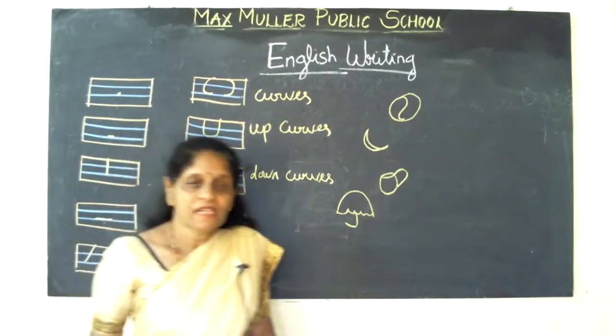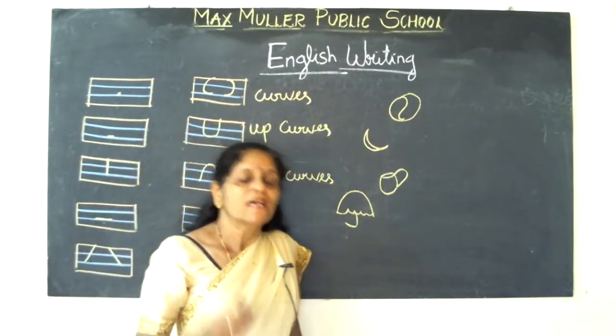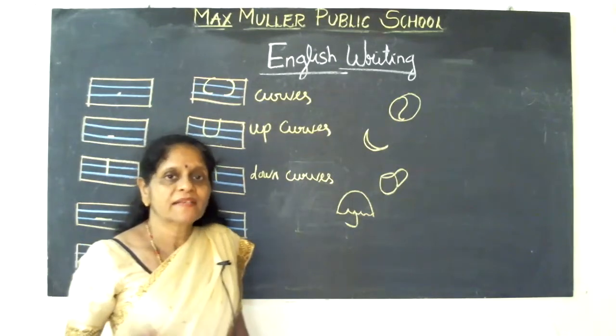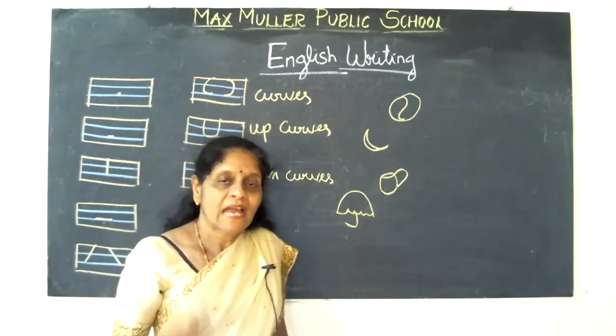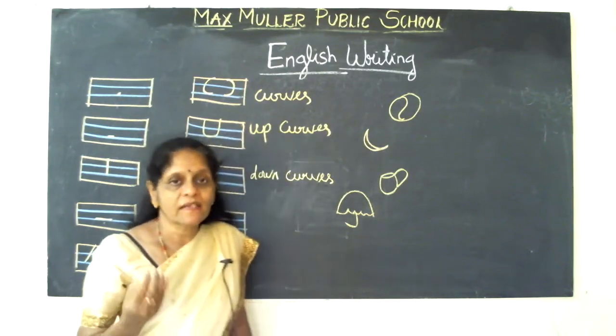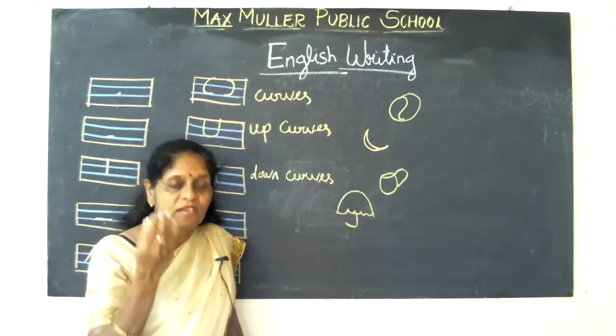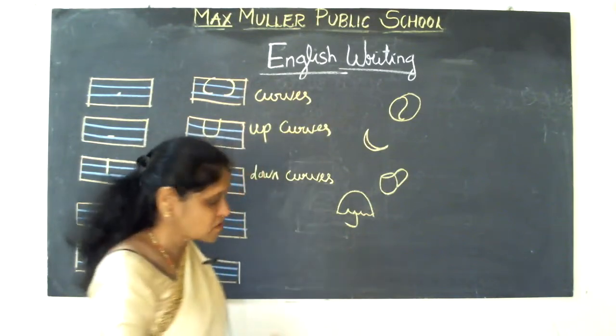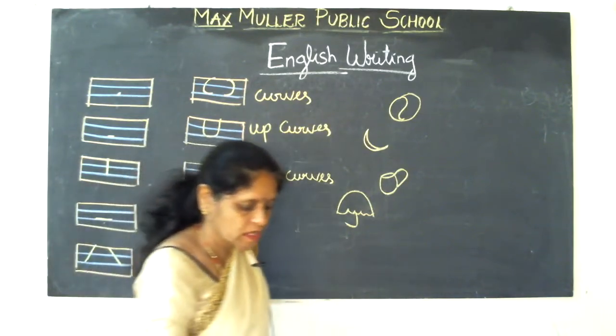Okay, children? Parents, once again, I request you kindly sit with the child and explain to them the different pattern writing and different slanting line, sleeping line, dot, dash and curves. Help them to write, to touch from the red line to the blue line. Okay, children. So the next you're going to learn is English oral.